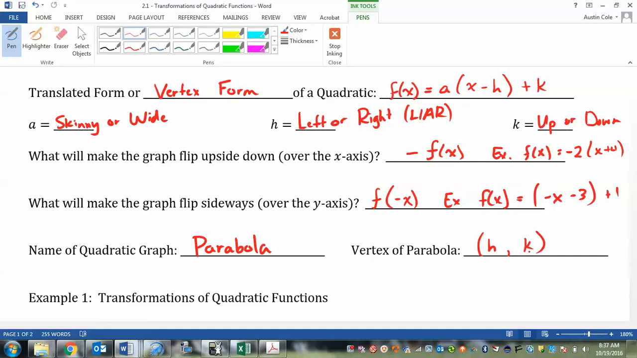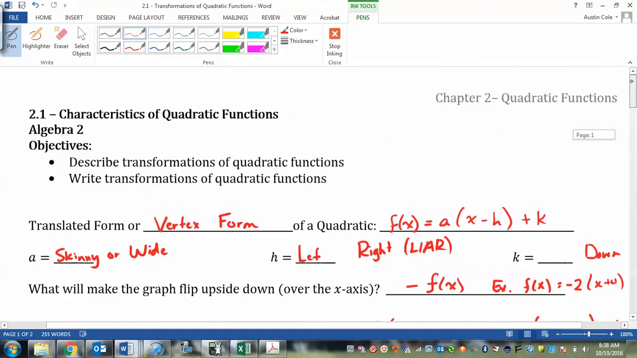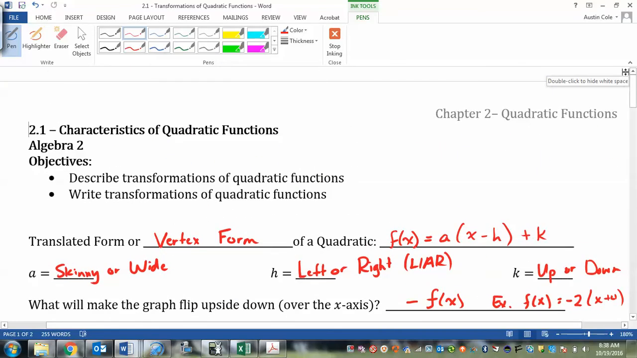Most of that should be reviewed to some extent. Okay, so here we go. Example 1, it says name the transformation of f of x. And actually, I want to stop for a second. Anyone?